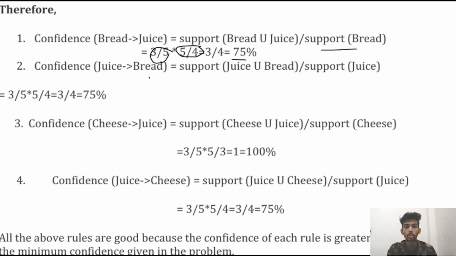In the same way we find juice to bread. We have support count for juice equal to 3 upon 5, and multiply by 5 upon the support count of bread. Now we obtain 75% dependency. In the same way we find these two, and we obtain 100% dependency and 75% dependency. All the above rules are good because the confidence of each rule is greater than or equal to the minimum confidence given in the problem.